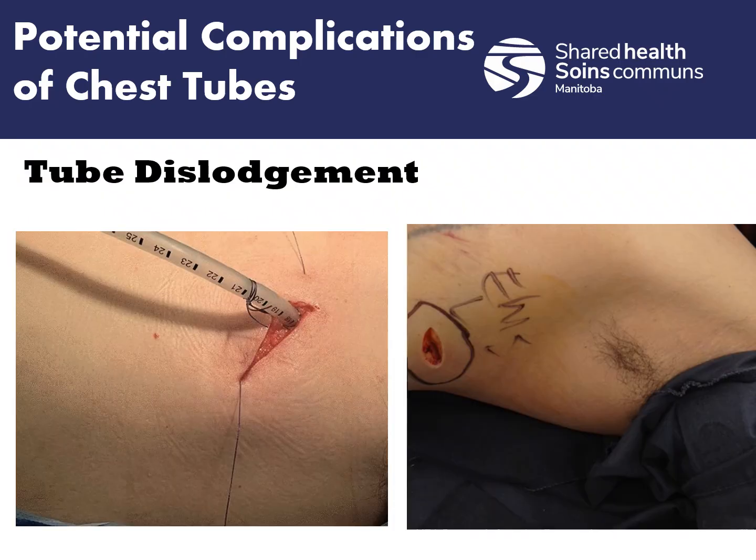If the tube gets dislodged, you can see here, in the picture on the left, there's no sutures really holding it in anymore. On the right, the tube's completely out. This is a big emergent situation. If for some reason, by accident, the tube comes out, and I'm not going to say anybody's going to pull a chest tube out on purpose, please don't.